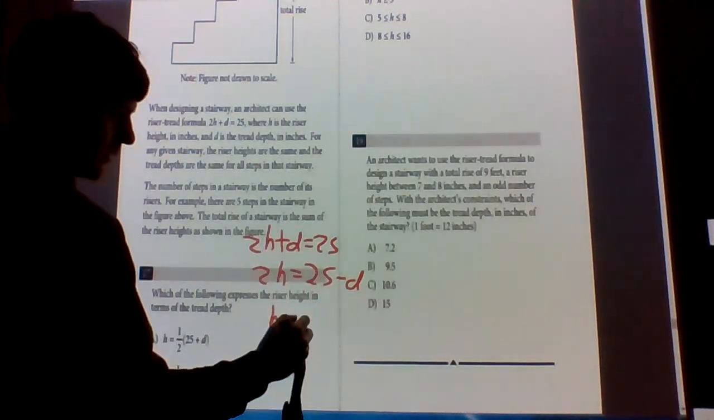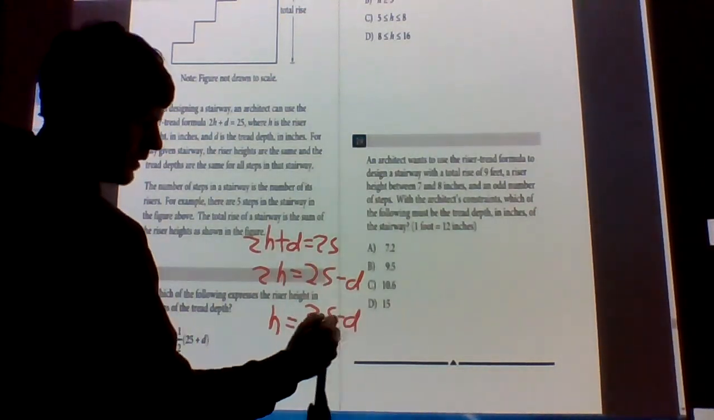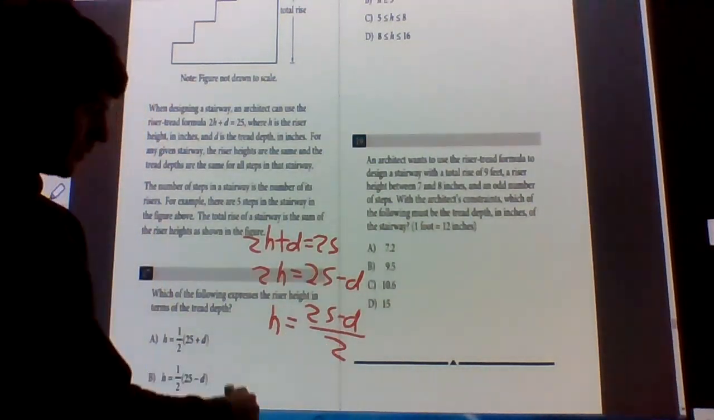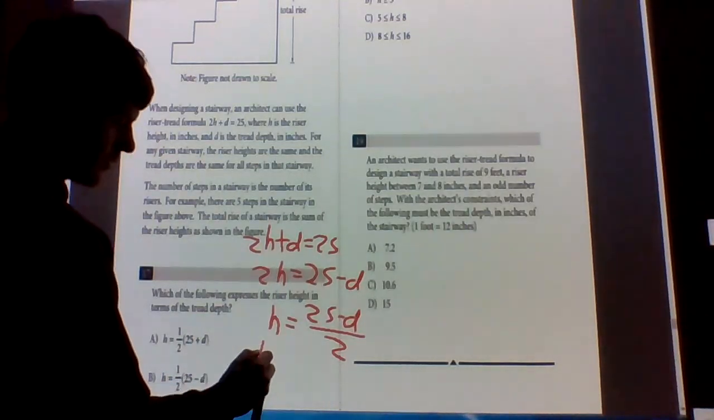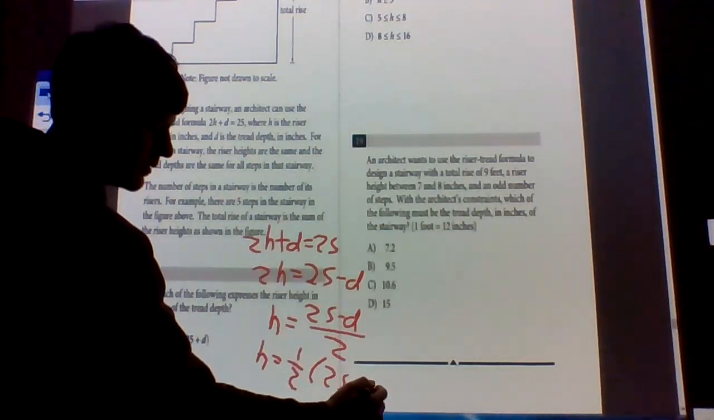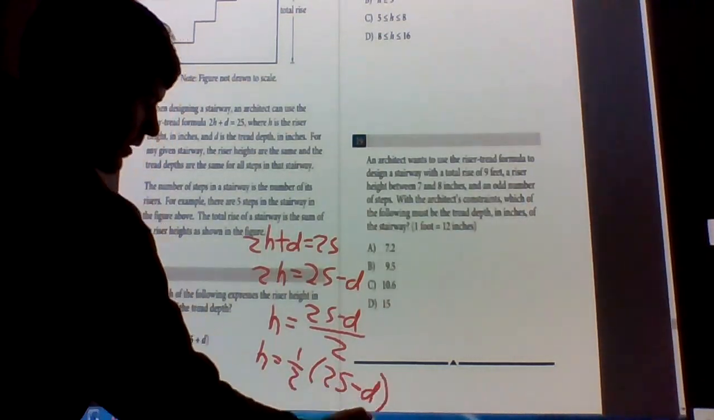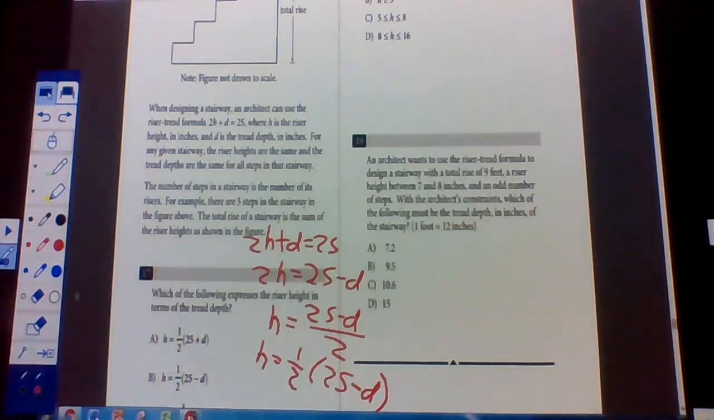So h is going to be equal to 25 minus d over 2. You can bring that in front, so it's going to be 1/2 (25 minus d), which is going to be answer choice B for 17. Okay, 18.